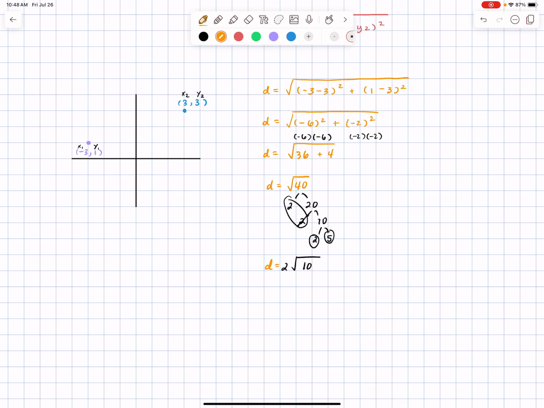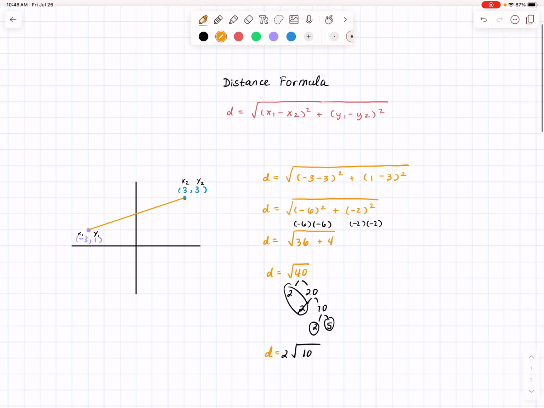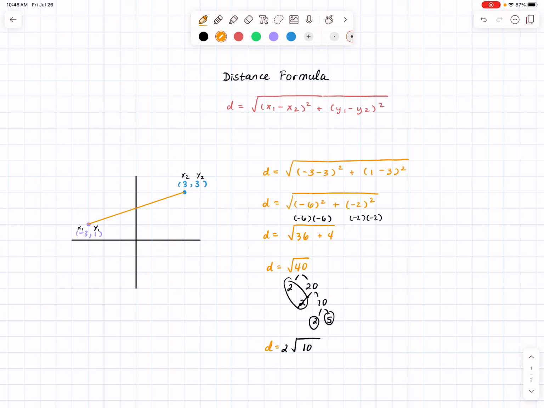And this number would be hard to determine by just looking at the graph. So the distance formula is super handy, and that's how you would use it to find the distance between 2 points.